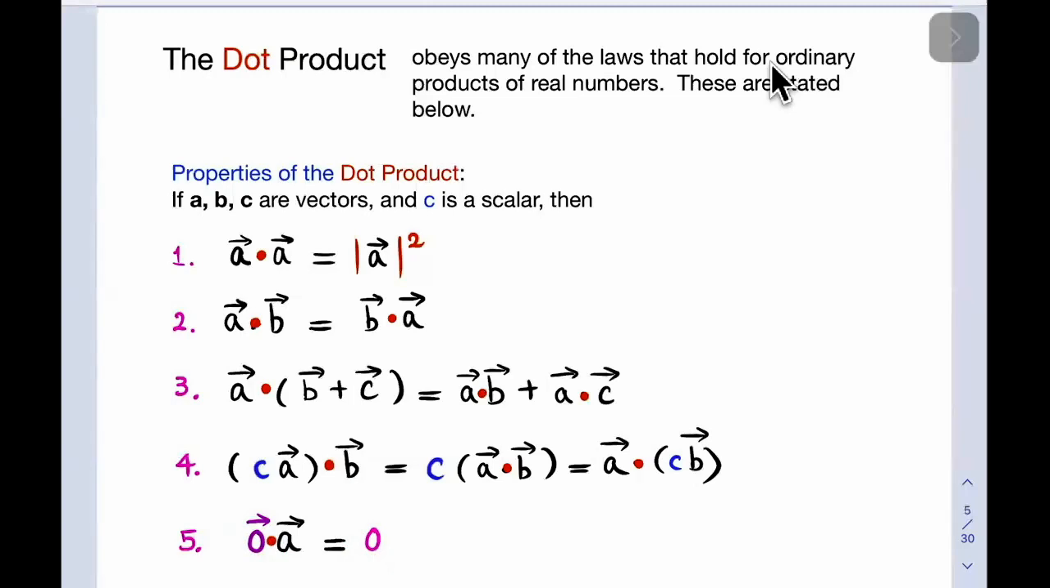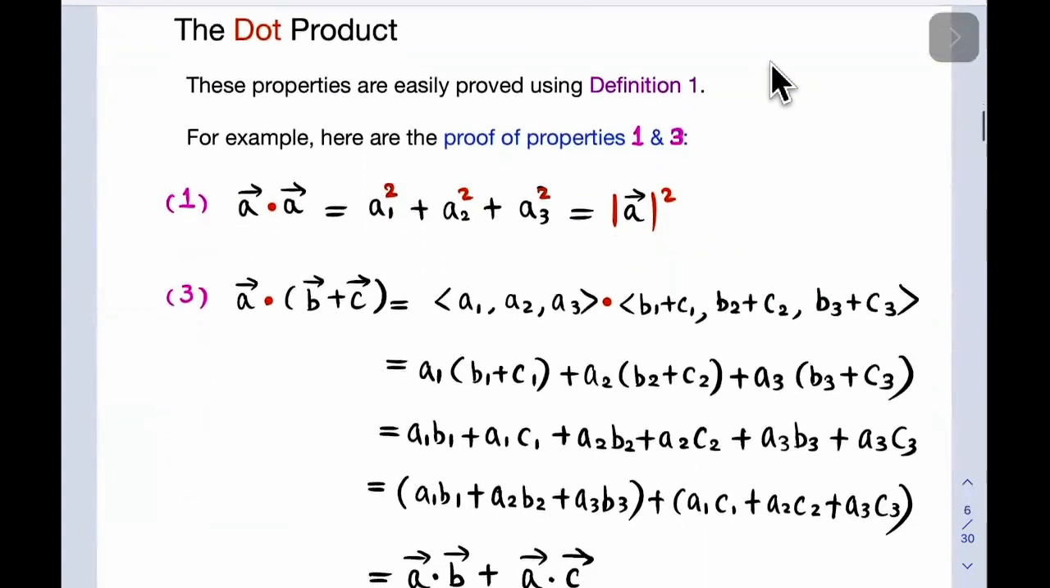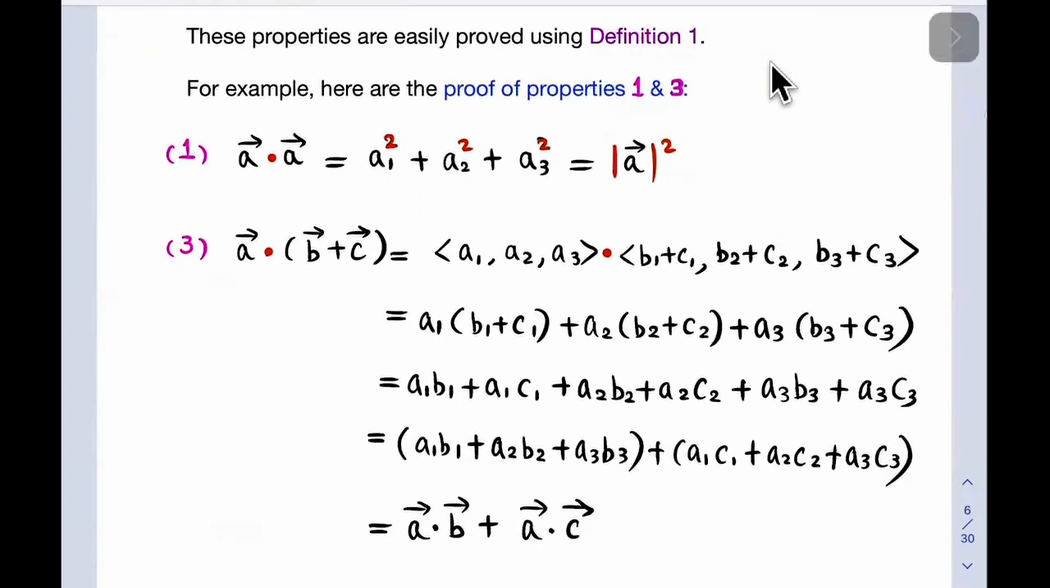Now we can actually prove them. For example, we can prove the first property. When we dot the vector with itself, suppose this vector has 3 components, A1, A2, A3. When you dot A by itself, you have A1 times A1, which is A1 squared, plus A2 times A2, which is A2 squared, plus A3 times A3, which is A3 squared. Well, we recognize that this is the square of the magnitude of A.